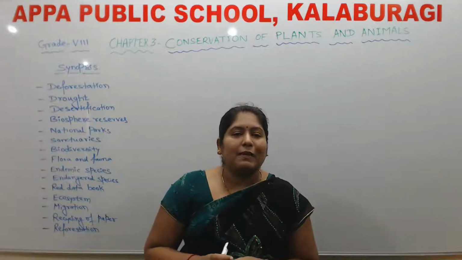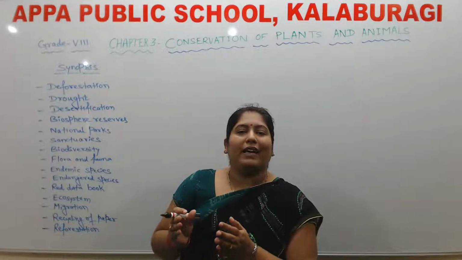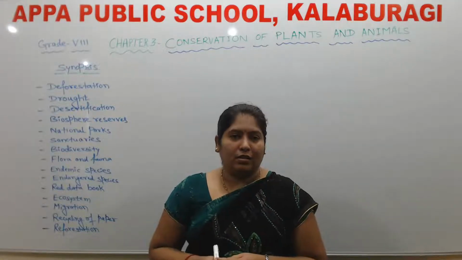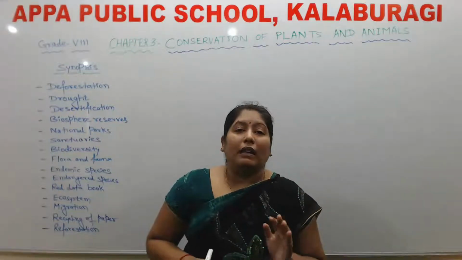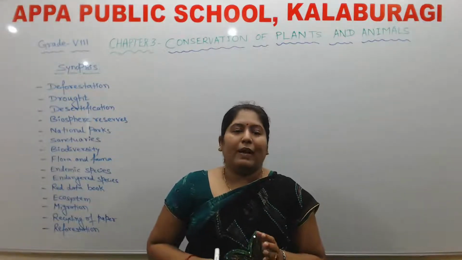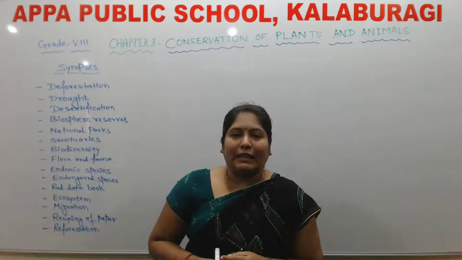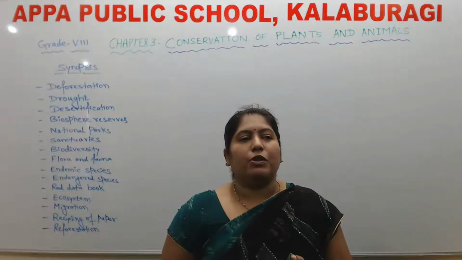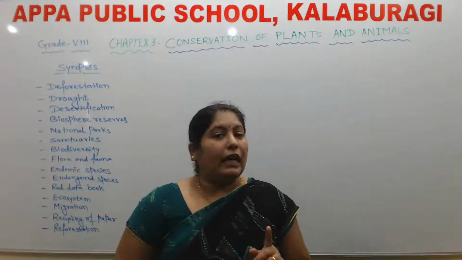Extinct species means that particular variety or type of animal or plant is no more available upon the earth. So if we do not conserve, the ultimate result will be that those plants and animals will go for extinction. To avoid that problem of extinction, we have to go for conservation of plants and animals.